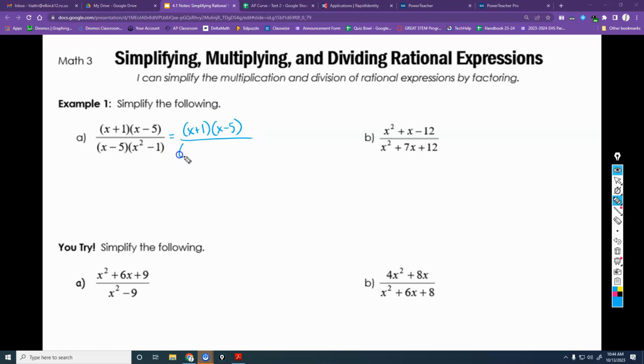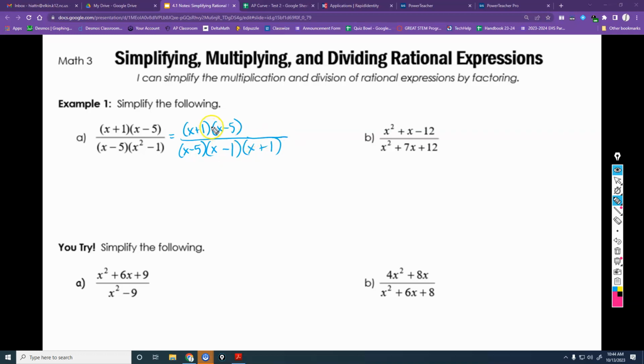And then the bottom, I'm going to have x minus 5. And then that x squared minus 1, I could factor it. This is one of those special cases where the middle term is missing. What could I multiply to get x squared? x and x. What numbers could I multiply to get negative 1? Negative 1 and positive 1, right? So I could factor that out further.